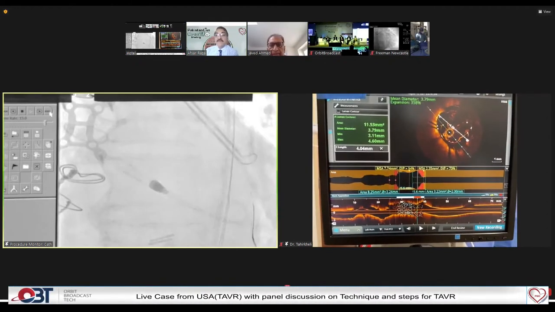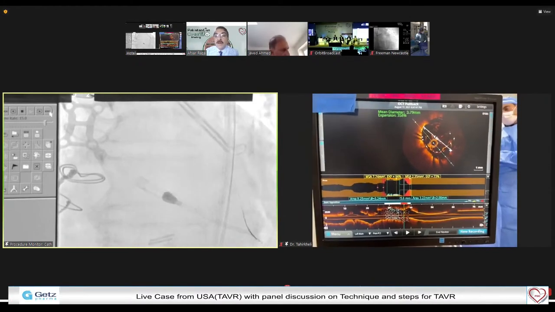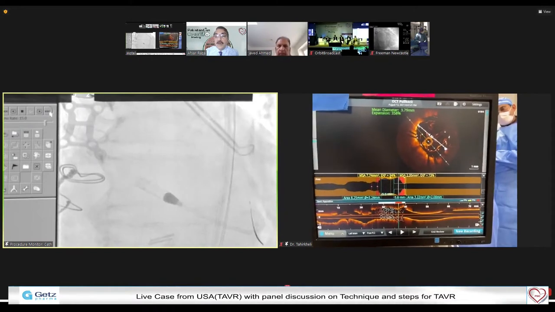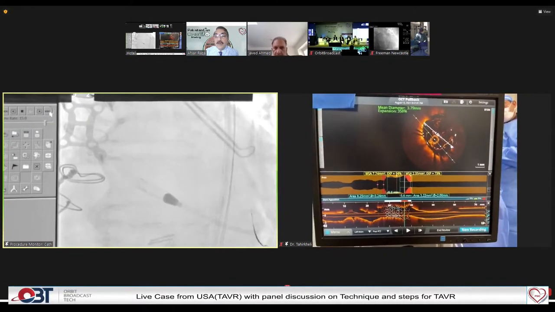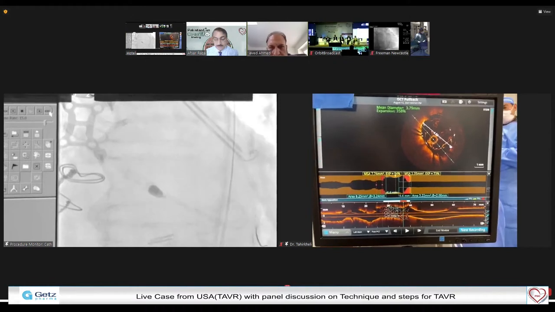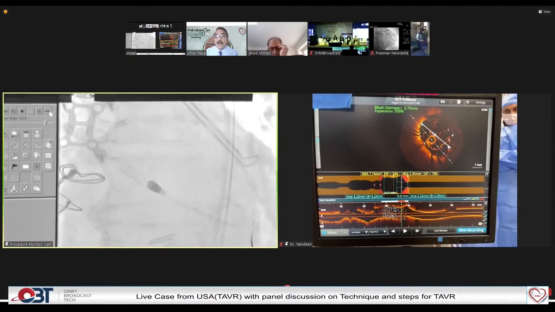Well, I think at this point, it doesn't matter because we've rotablated it. We probably caused a little stent fracture, as you're seeing. And so we will balloon it and put a new stent in there. That's fine. Obviously, we've got non-compliant balloons and we'll go up.